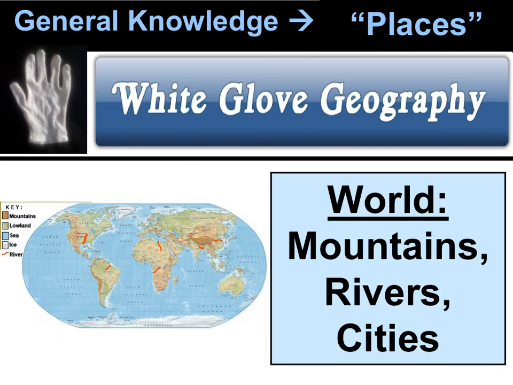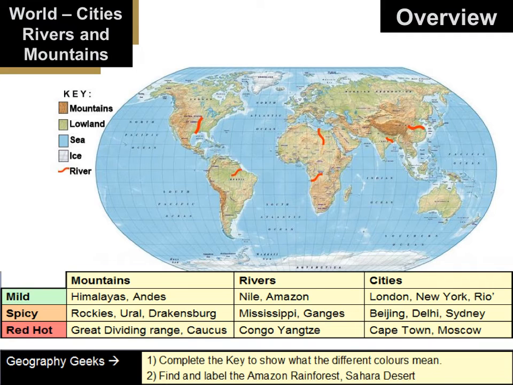Today we're looking at general knowledge with a specific focus on places, and we're looking at the world, the mountains, rivers and cities. Here we've got the overview of the mountains, the rivers and the cities in the world that we're going to look at today.